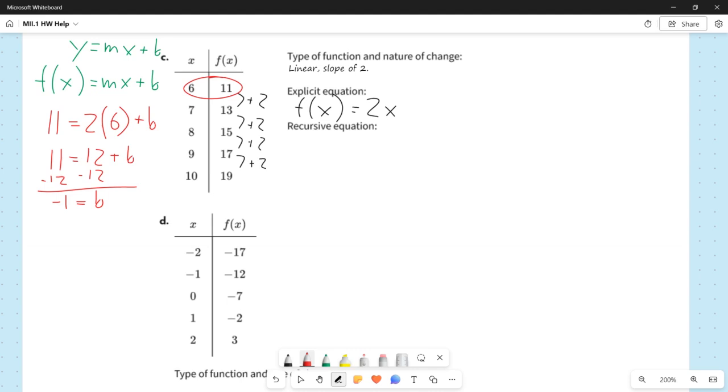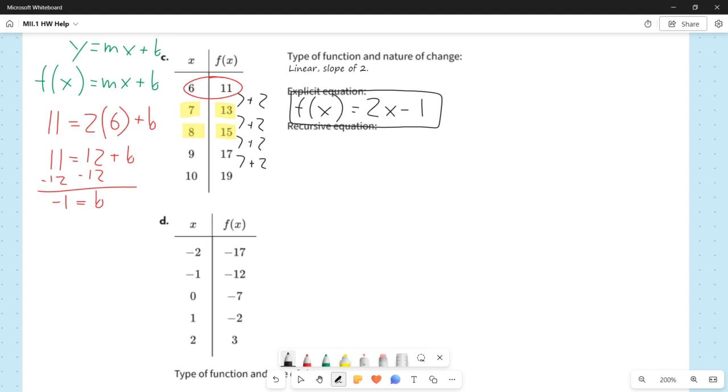That's the second time we got negative 1. That's kind of a coincidence, so please don't think that we're always going to get a negative 1. But we do, in fact, get a negative 1 again. So that tells us that our explicit equation is f of x equals 2x minus 1. And if you wanted to, you could go through and check that. If you plug in a 7, 2 times 7 is 14, minus 1 is 13, which we have right there. If you plug in an 8, 2 times 8 is 16, minus 1 is 15, right there, and so on and so forth. So you're more than welcome to double check that.